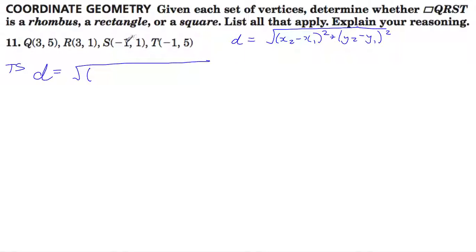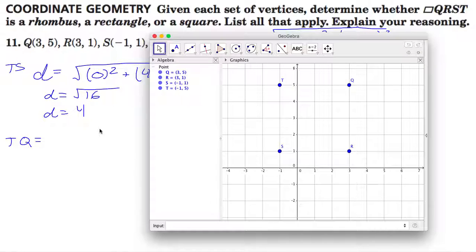So if we're looking for TS, here we're going to have the difference in the x's. So we get -1 minus -1, which is actually going to be -1 plus 1, which is 0 squared, plus 5 minus 1, which is 4 squared. That's going to give us the square root of 16. So the distance there is 4. So that means that side is 4.